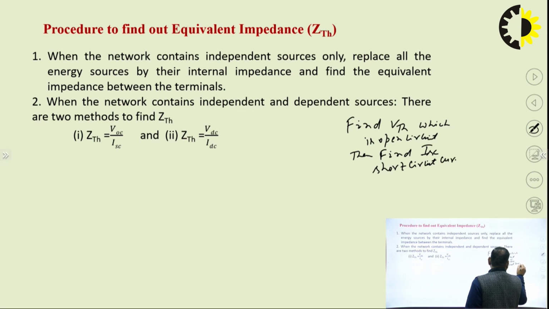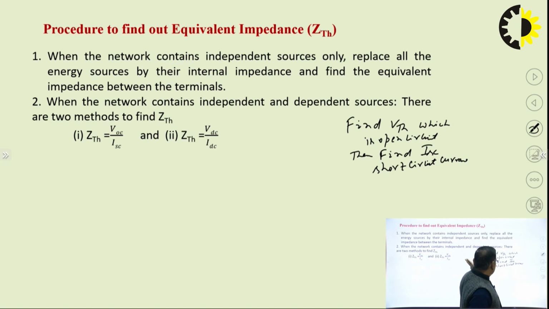Short circuit current. So if the network contains both dependent and independent sources, the first method to calculate ZTH is to take the ratio VOC upon ISC, and the other method is to take the ratio VDC upon IDC. What is VDC? VDC is a pseudo voltage source we apply across the terminals of the network, across which we are required to find the Thevenin's equivalent.